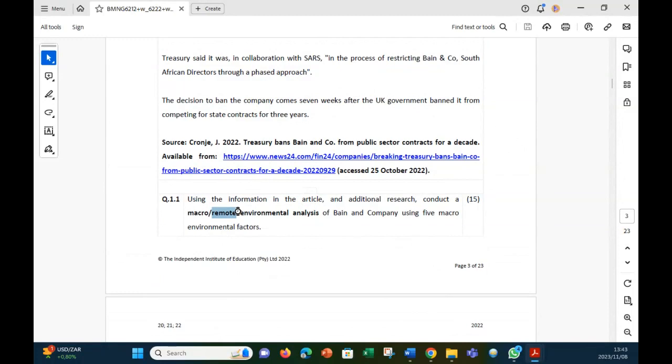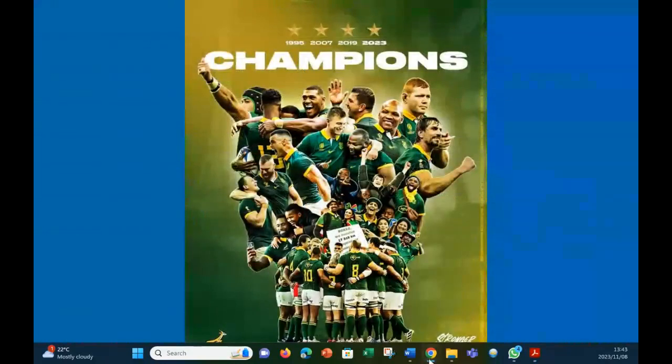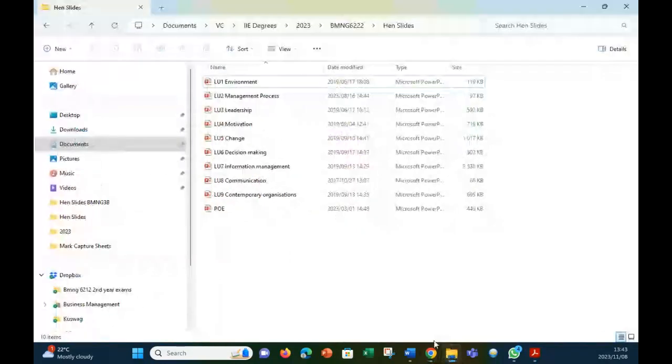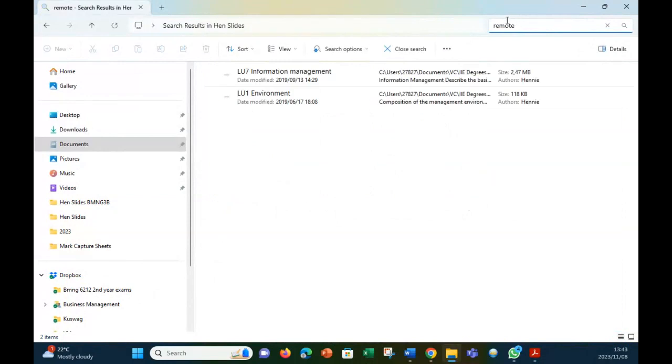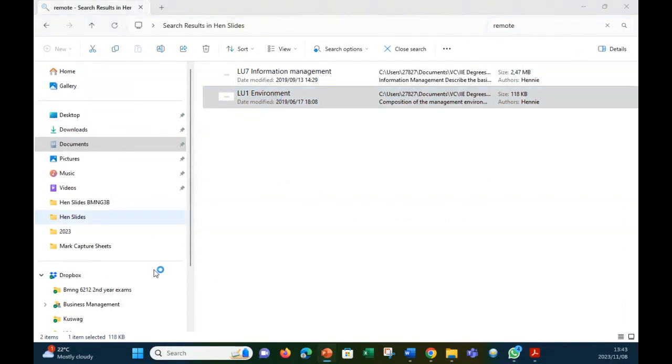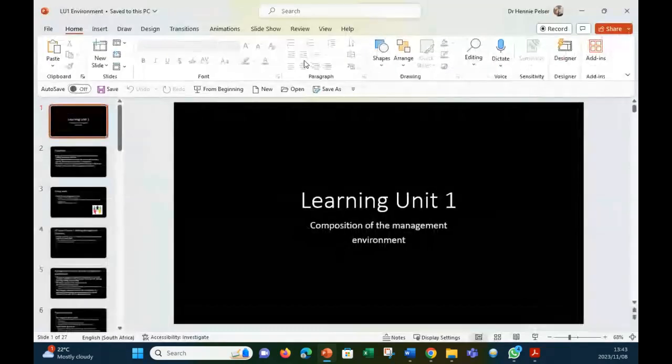But if we do that and go into the actual slides, I had suggested previously that you have a separate folder for your slides. If I put in there "remote", let's hope it takes us to something. Right, so we know it's the environment. So we go there to Learning Unit 1. That should open Learning Unit 1 for us, so we know where we're looking.